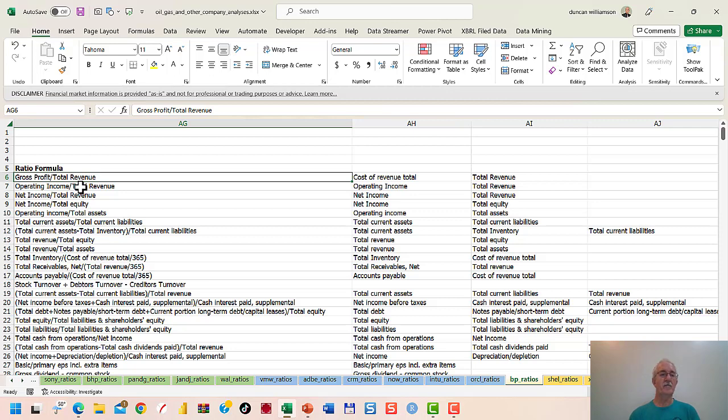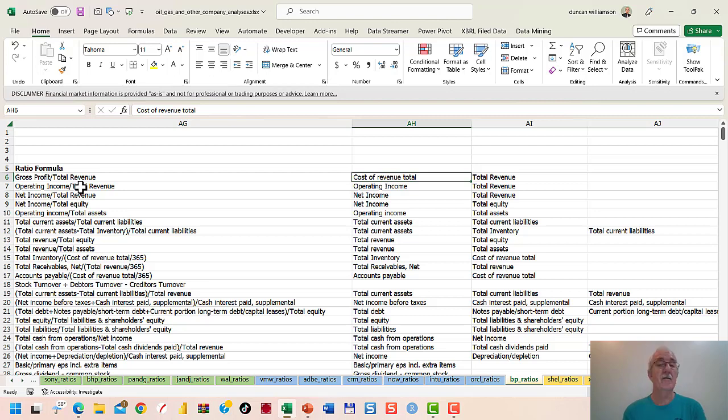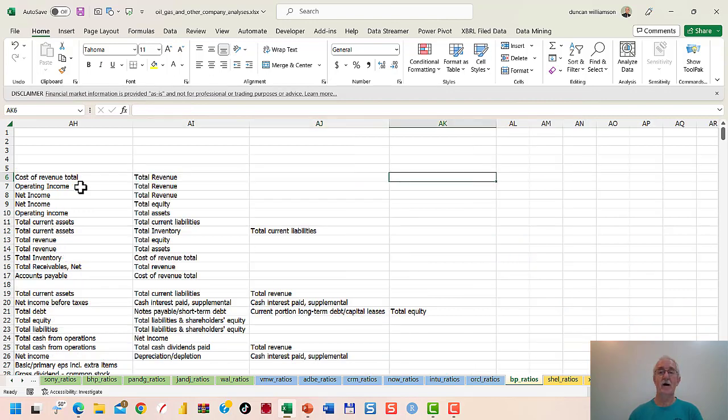The ratio formula is gross profit divided by total revenue. So what I do here is I give you the exact name that's in the Financial Times database. They don't have gross profit in their list of ratios, so I have to derive it. So I need to know the cost of revenue, total, the exact wording in the Financial Times database, and the total revenue. And then remember that. So that's in cell AH6, AI6, and other ratios, they've got 2, 3, 4, even more elements to them. So I have to break down the ratio step by step.